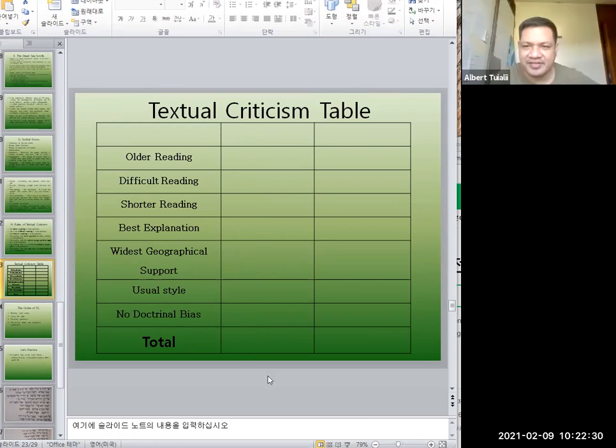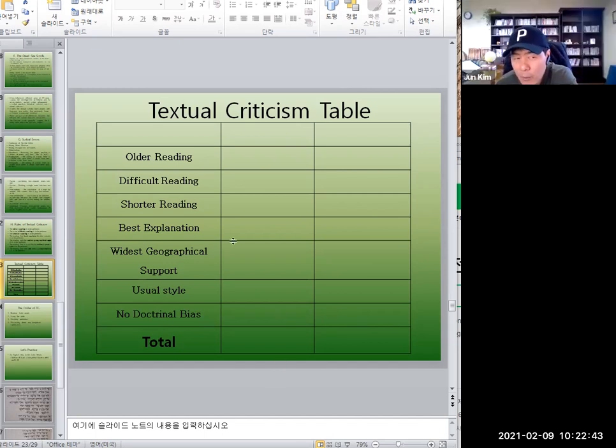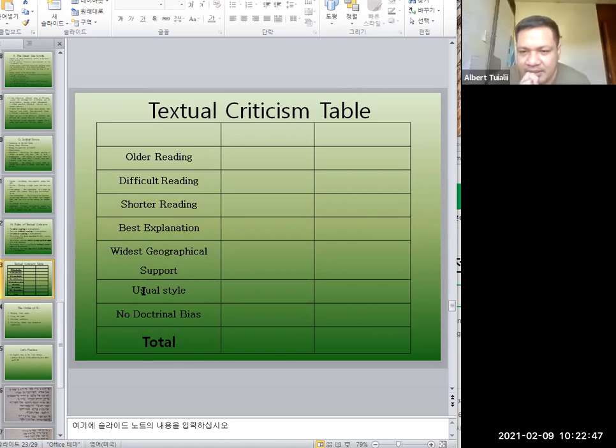Just a quick question, please, Professor. Oh yeah, go ahead. How many translations do we have to compare in order for us to get the textual criticism table? So in the sense of what? What specific part? Like best explanation or difficult reading? No, all of them. Because I can see from your screen that you have NIV, NLT, something like that.